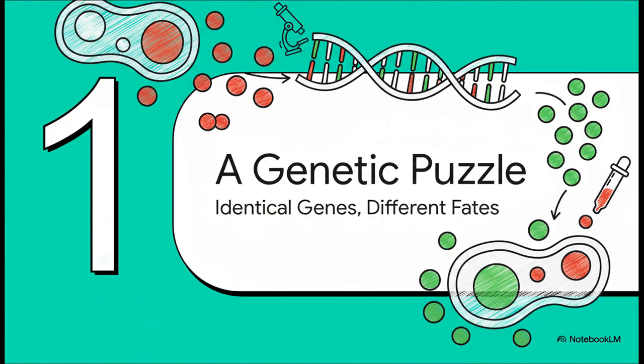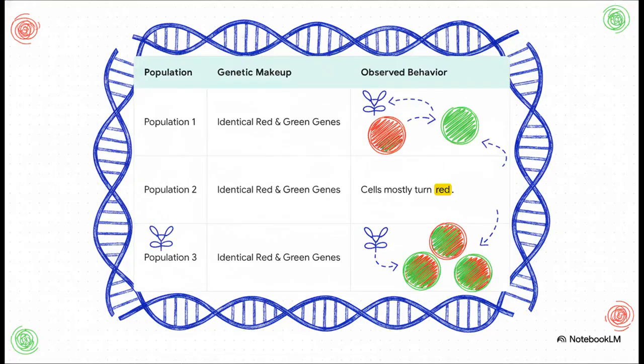Okay, so to get our heads around this puzzle, let's look at a pretty cool lab experiment. Scientists took some bacteria and gave them two new genes. Simple enough, right? One gene makes a red protein, the other makes a green one. But what they saw happen next was not what they expected at all. Okay, just look at this.